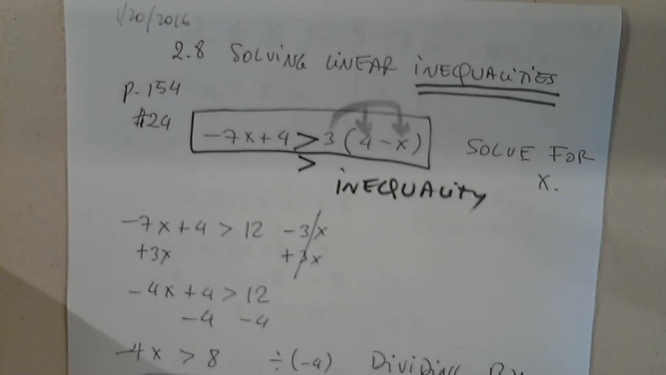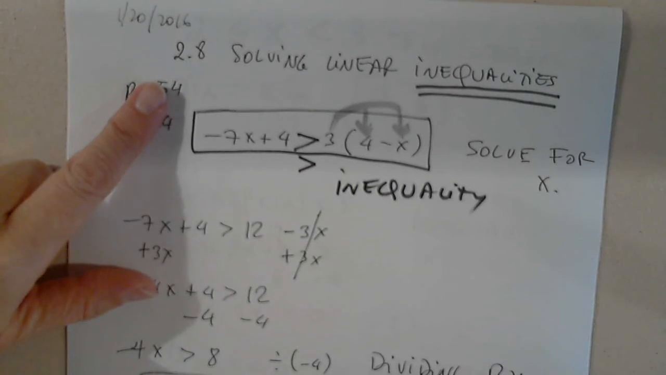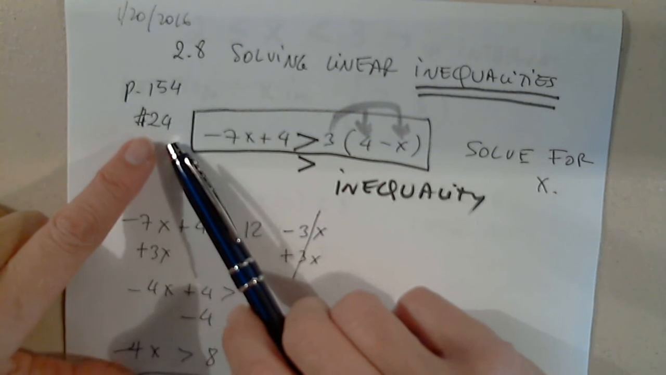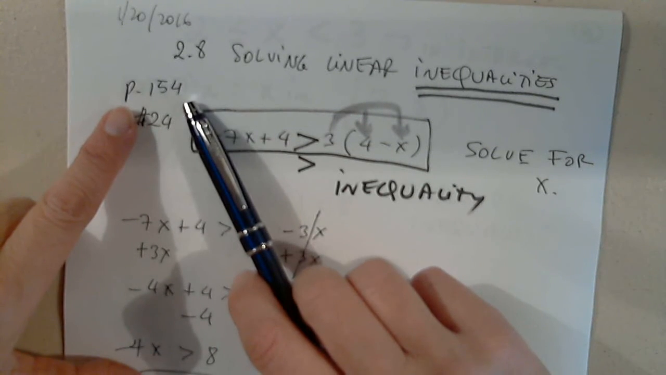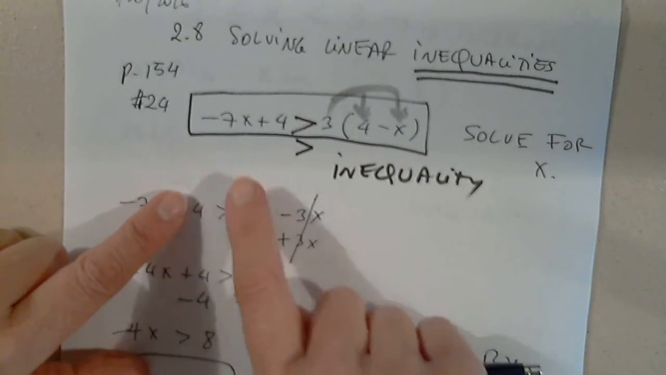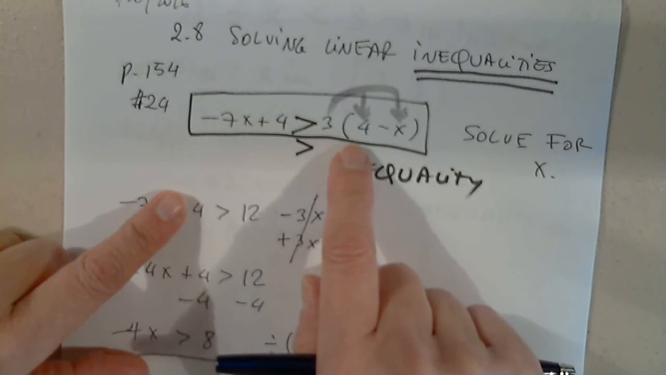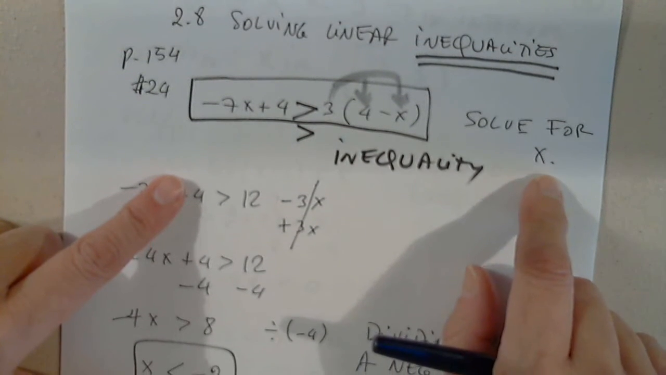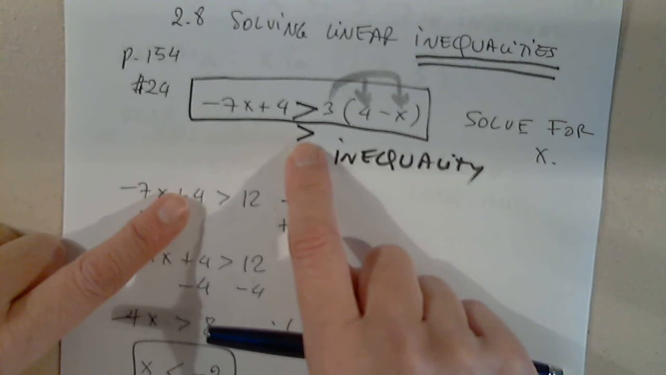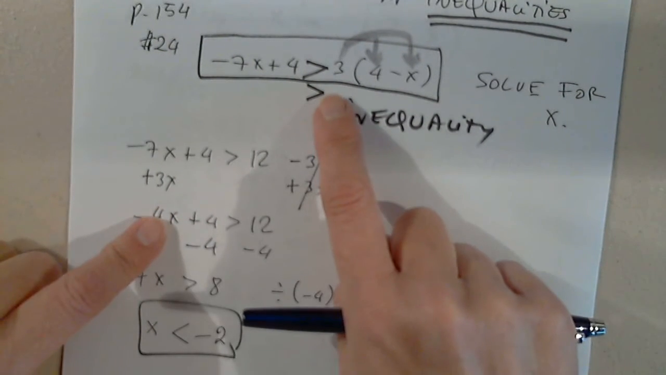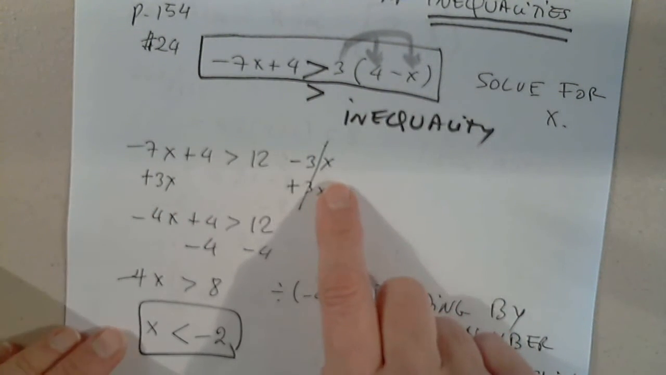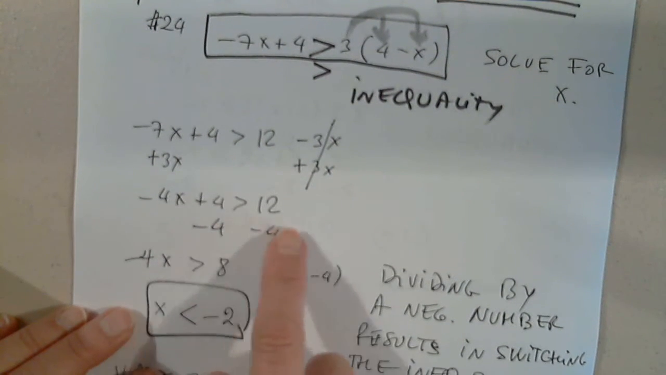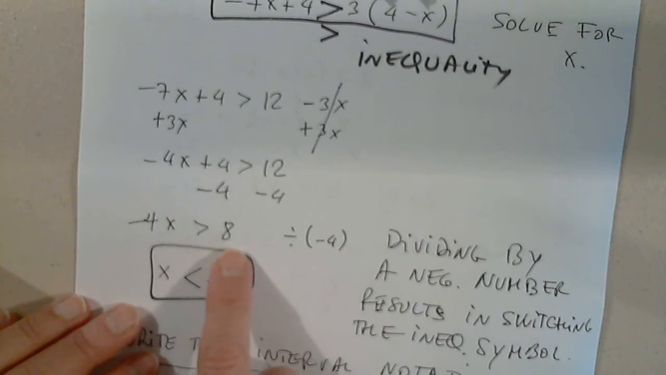So we start the semester with 2.8, solving linear inequalities. And I started by going through problem 24 on page 154. Negative 7x plus 4 greater than 3 times the quantity 4 minus x, and we're asked to solve for x. This is an inequality, the inequality symbol. Obviously, the first step would be to distribute. We distributed, and then we added 3x, and then we subtracted 4 from both sides to isolate x.